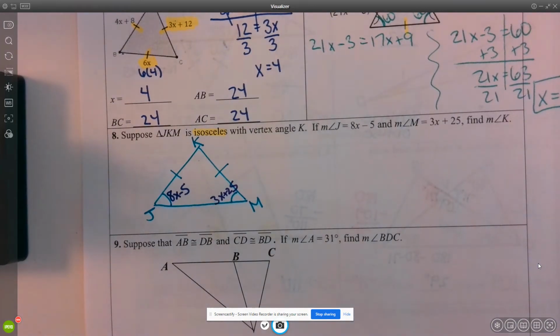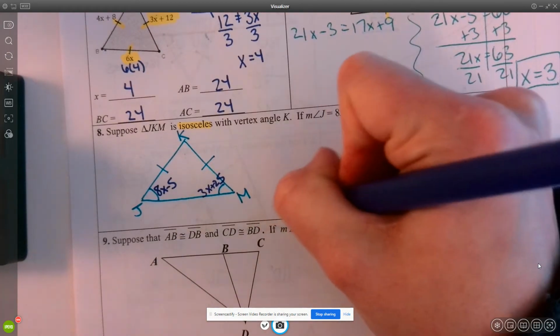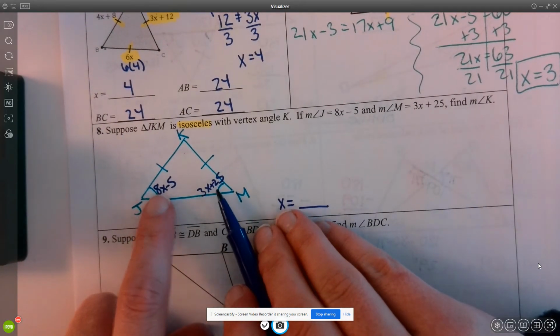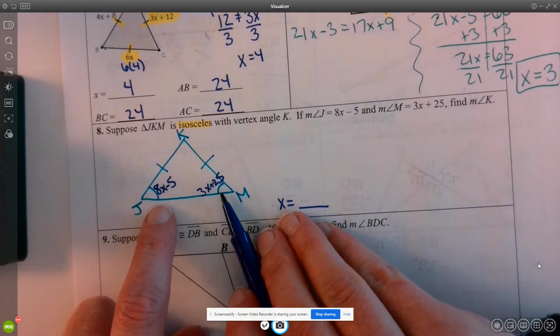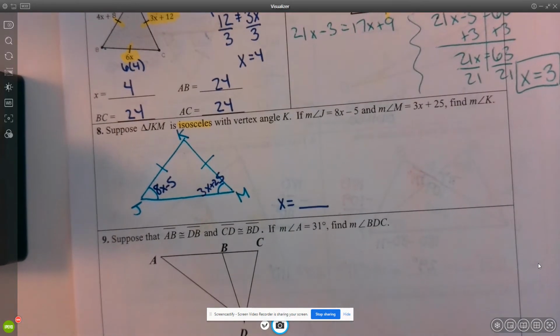Find the measure of angle K. Before I can find the measure of angle K, I have to find the value of x. And so I need to set up an equation. I notice the two angles that have an x in it are my base angles of my isosceles triangle. We know the base angles always need to be congruent or equal.